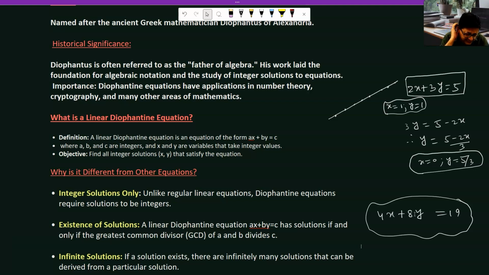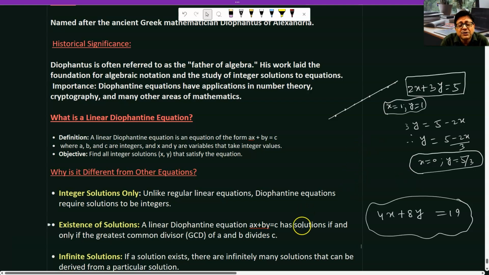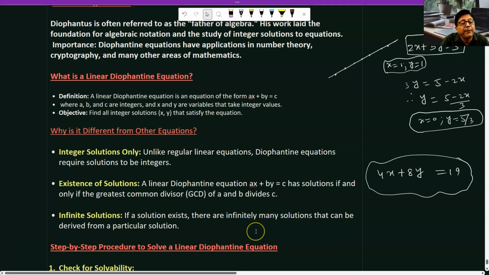So, for solving this kind of equation, ax plus by equal to c, we need to check the GCD of a and b, I mean the HCF of a and b. If it divides c, then it's fine. If it does not divide, then you reject. You state that a solution in integers is not possible. Infinite solutions.